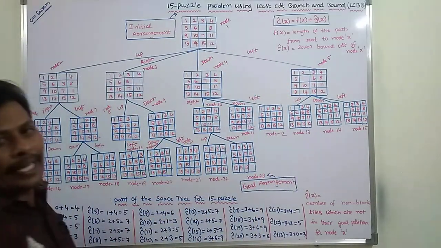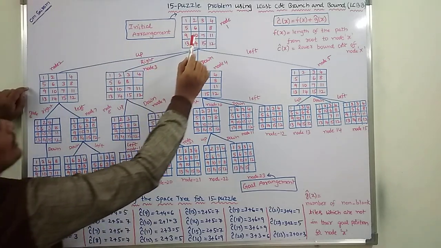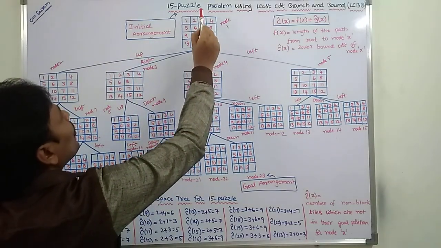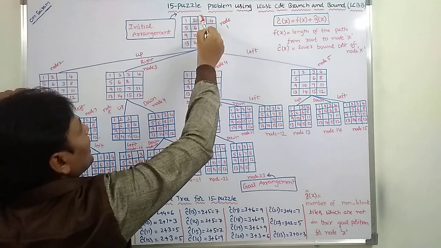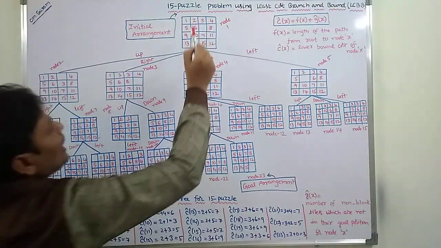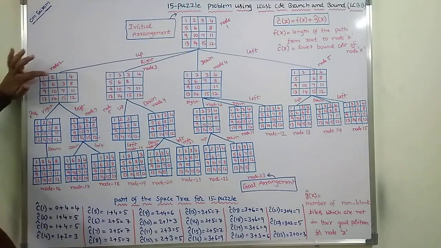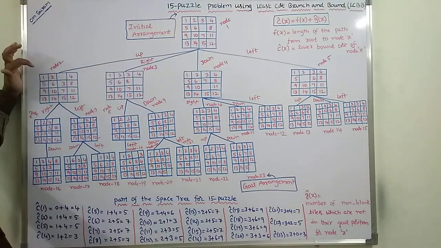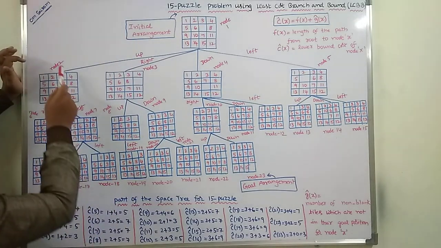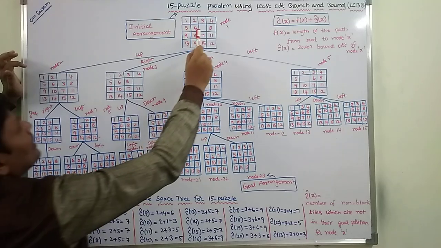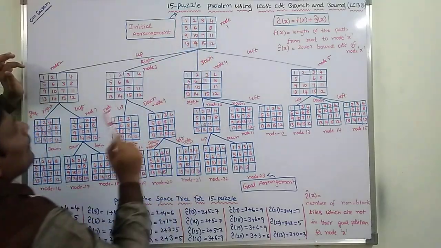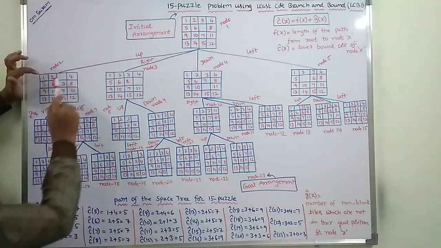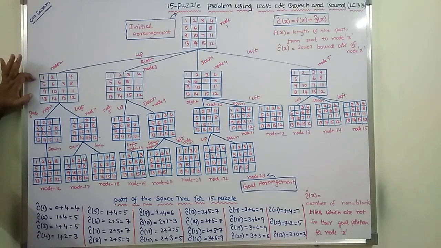Suppose the empty tile is moved up, so 3 goes down and the empty tile moves up. This is the outcome of moving the empty tile one step upwards. The remaining tiles cannot be changed.